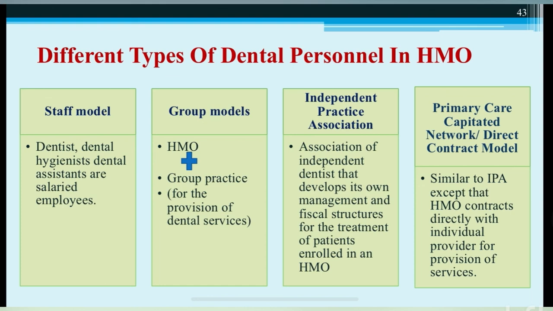The last one is primary care capitated network or direct contract model. It is also similar to independent practice association, except that the HMO contracts directly with the individual provider for provision of the dental services. So here what happens, the HMO contracts directly with the individual provider for the provision of the dental services.